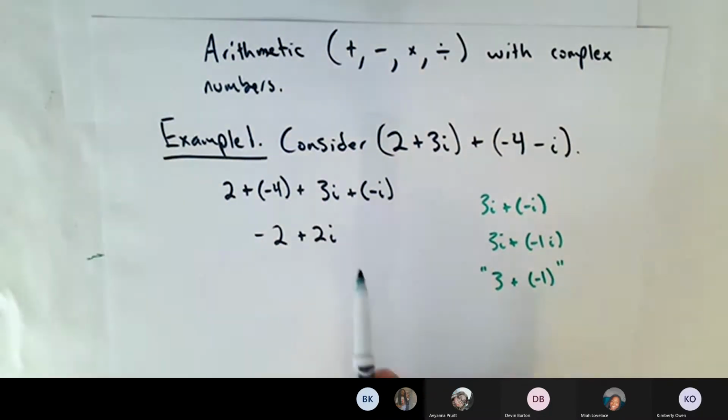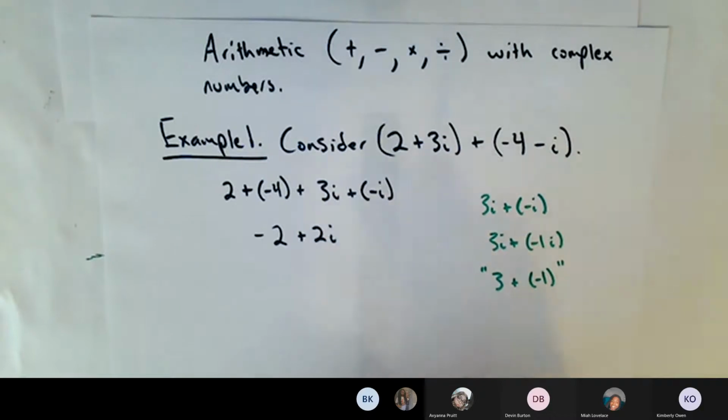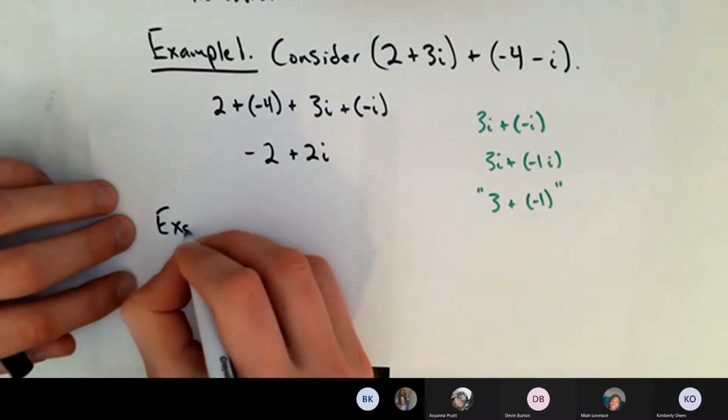A lot of people forget that, and they want to say, oh, 3i plus -i, the i's cancel and I just get 3, right? But that's not true. That's not how that works. It's more like this.